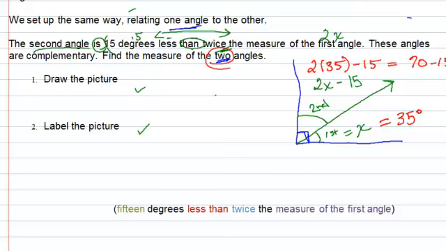Now the next thing that we want to do, and I don't actually have this listed, but it is something that you should always do, is check to make sure that it worked. So how do I check to make sure it works? Well, I know that these angles are supposed to add to 90 degrees. So we do 35 plus 55, and the question is, do those add to 90? And the answer, of course, is yes. So we know that we're good to go.